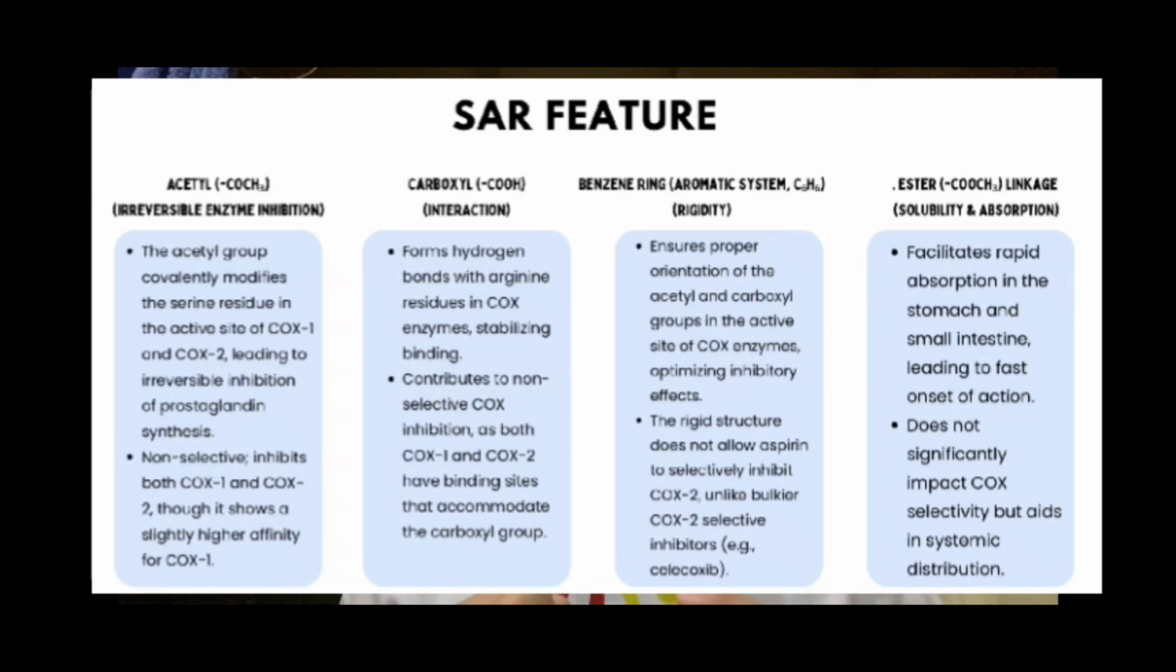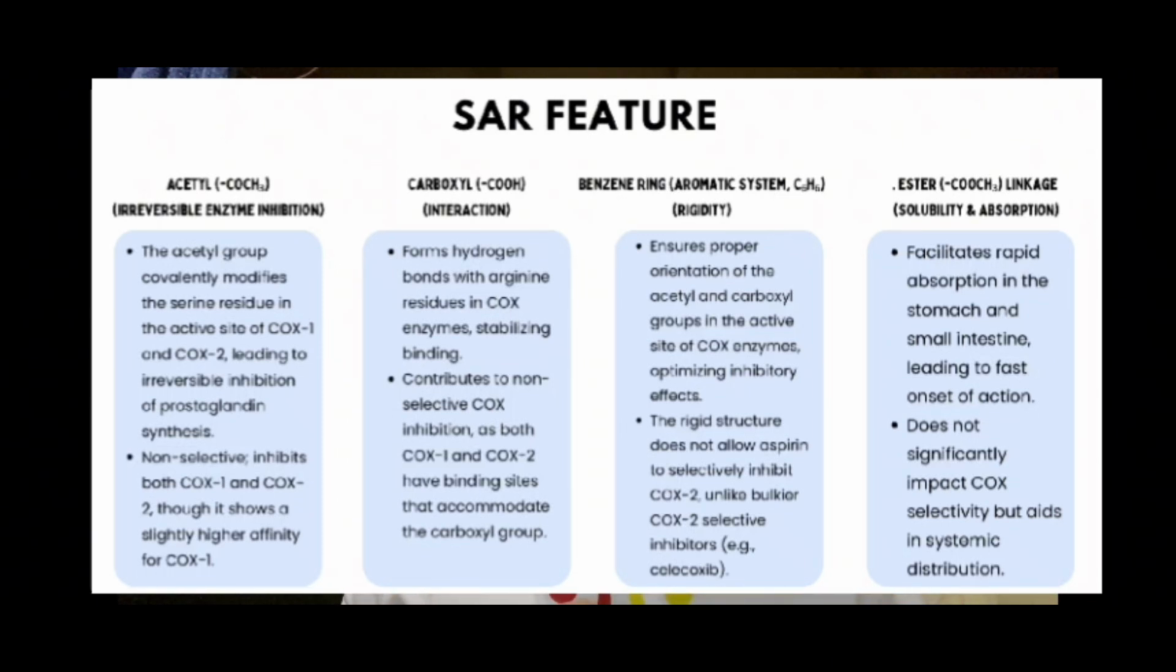So this prevents the formation of prostaglandin, responsible for pain and inflammation, and thromboxane A2, which is involved in platelet aggregation and clot formation. So we have here the carboxyl group, which is important for COX binding. The carboxyl group is crucial for enzyme binding and inhibition. It forms ionic interactions with amino acid residues in the COX enzyme. So it blocks the active site, preventing the production of prostaglandin.